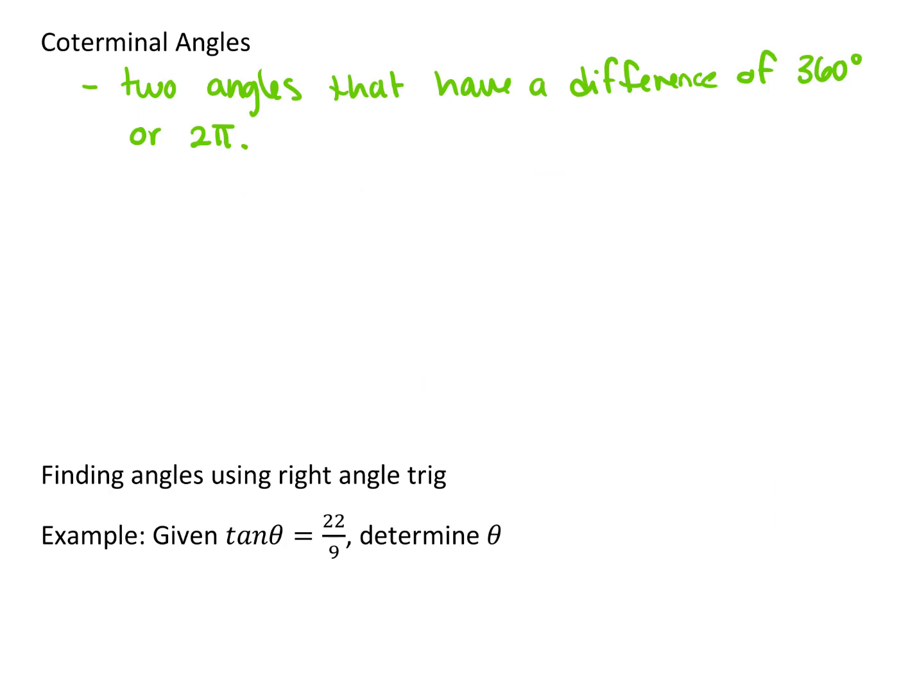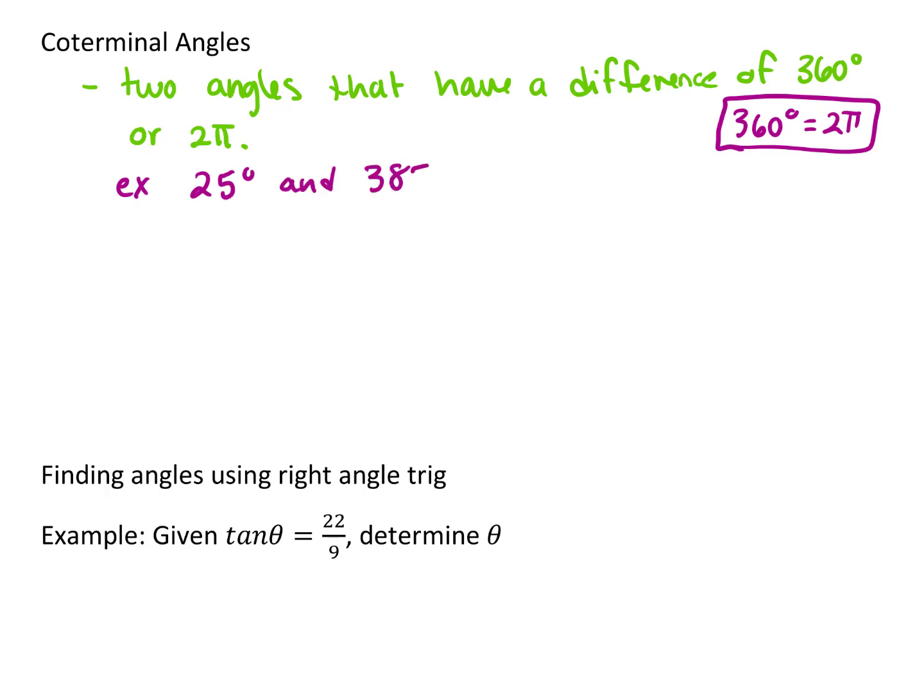Coterminal angles are 2 angles that have a difference of 360 degrees or 2 pi. So just so you know, 360 degrees in radians is equivalent to 2 pi. So that's why it's either 360 degrees or 2 pi. So an example could be 25 degrees and 385 degrees. So if you were to take both of those and subtract them, you get 360. So that means that 25 and 385 are coterminal angles.